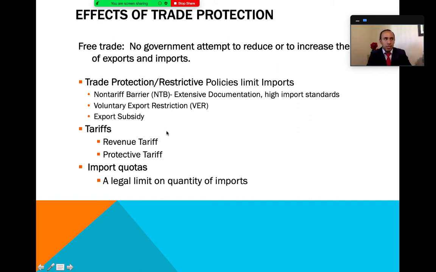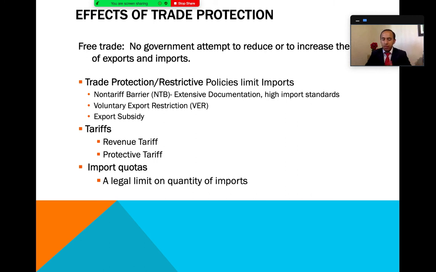You can subsidize your producers to produce domestically and encourage consumers to buy domestically. Or you can set tariffs. The United States followed the tariff approach. They set a tariff, and the general tariff includes a revenue tariff and a protective tariff. The protective tariff is meant to protect your domestic industries against foreign competition and to encourage domestic production.